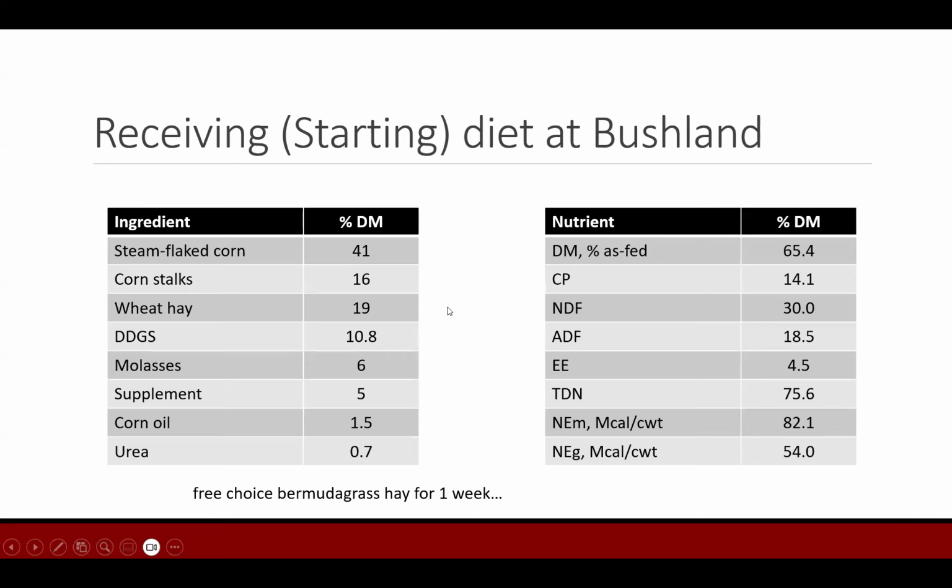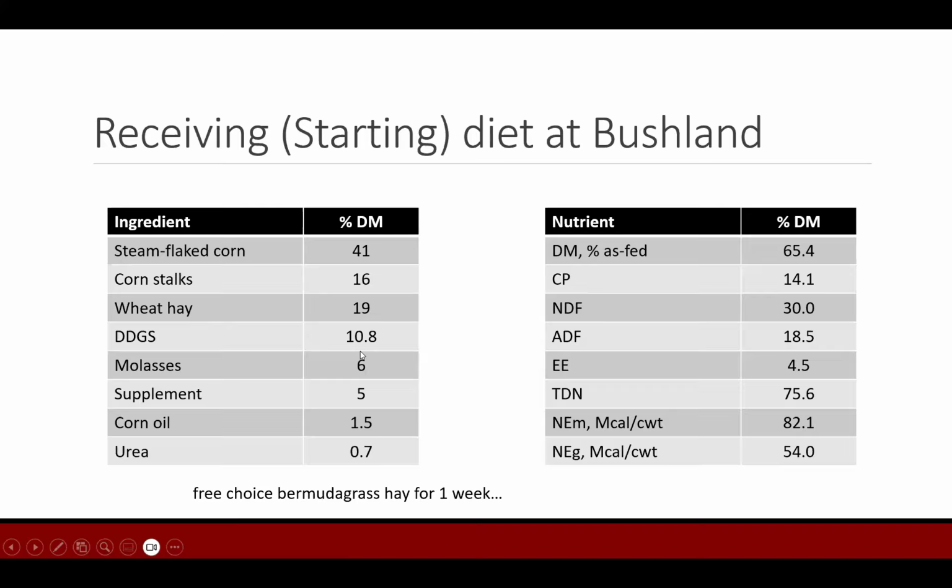Okay. So this is a receiving diet we used when I was at Bushland. So 41% steam flake corn, corn stalks, so 16%. For our finisher diet, we would predominantly feed only corn stalks. Okay. We don't really care if it's a high quality forage. We just have it in there on a finishing diet to stimulate chewing so they can have some ruminal buffering from saliva production. Okay. But for receiving diets, we would buy in this wheat hay to try to increase the quality of the hay that we're feeding. But total roughage in this diet was 35%, so this plus this.